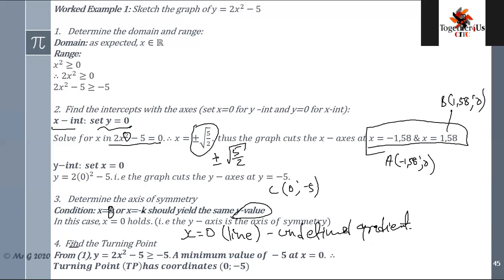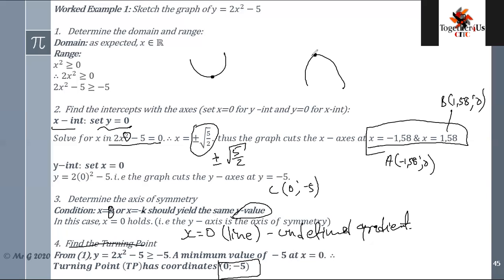Finally, the turning point. Remember, you either have a happy face or a sad face, and the maximum or the minimum is your turning point, all right? So the minimum value of negative 5 at x equals 0 is what we have. Therefore, the coordinates of the turning point are 0 and negative 5.